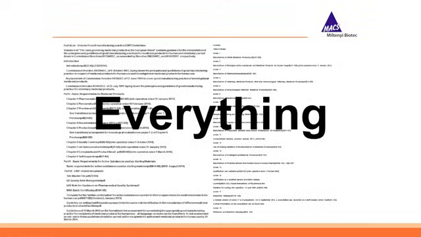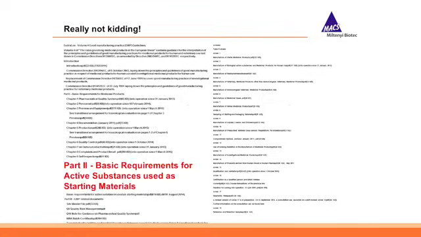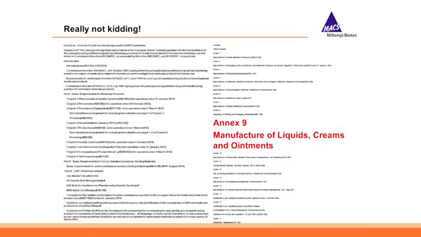This is the table of contents of the European guidelines, which I have copied just from the internet. And to show you that it's really more or less everything, I have highlighted a few of the contents. For instance, there are guidelines for the basic requirements for active substances, which are used as starting materials in your process. But not only this, there are guidelines on the manufacturing of liquids, creams, and ointments. And we are still moving on.